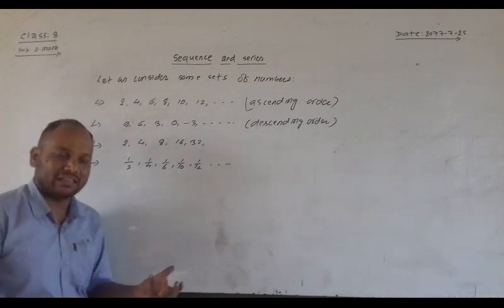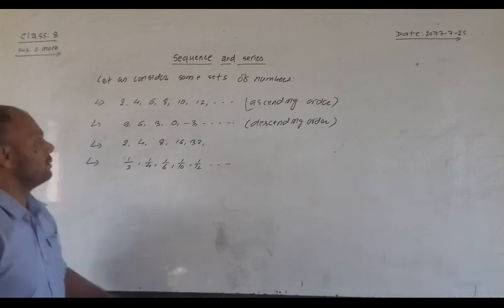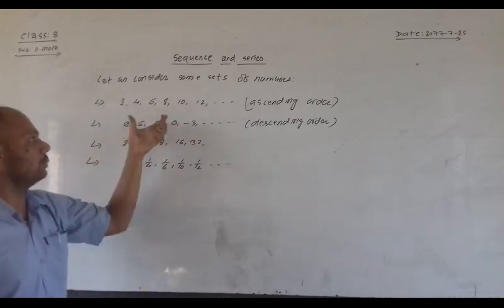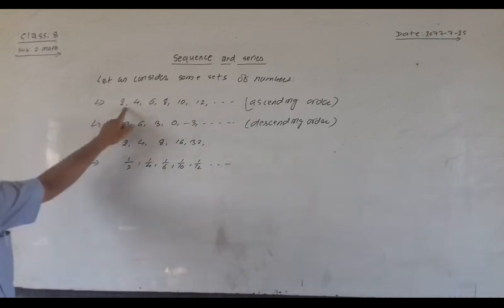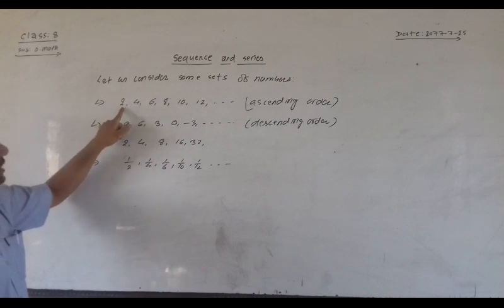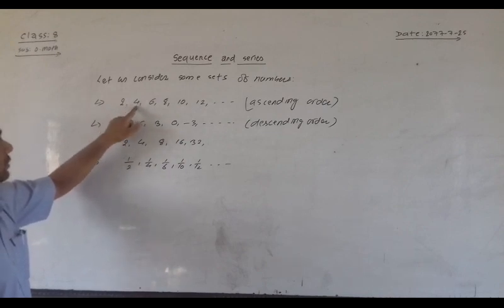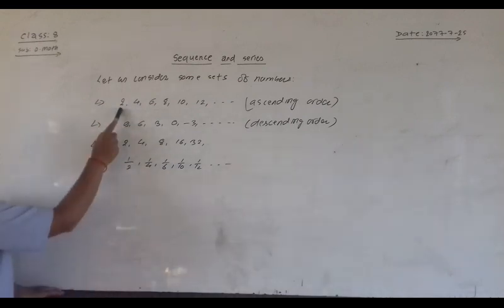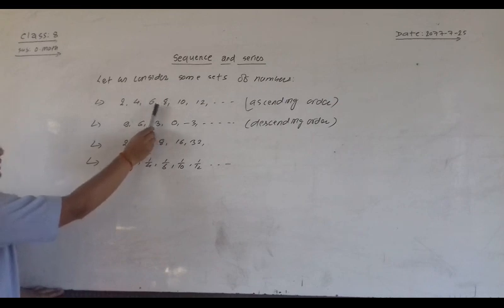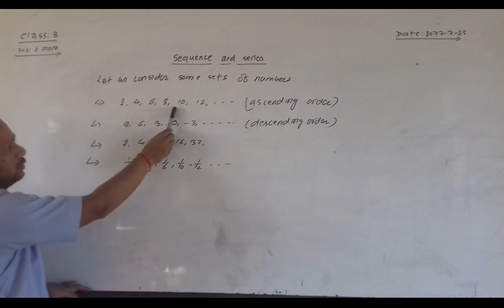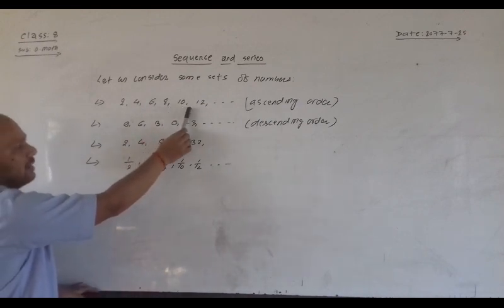Now what is the rule for all this? In which rule is it retained? Here each preceding term is less than the next term by 2. Here 2 is less by 2 than 4, 4 is less by 2 than 6, 6 is less by 2 than 8, 8 is less by 2 than 10, and 10 is less by 2 than 12.